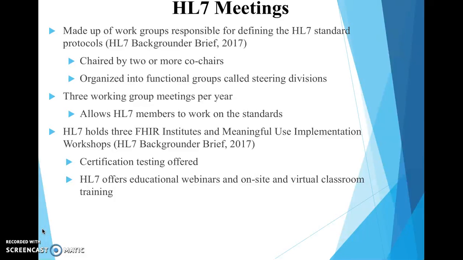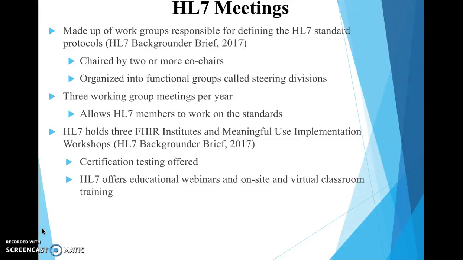The HL7 meetings provide members with in-person networking and educational opportunities covering a full range of specific topics and general industry topics. They are made up of work groups that are responsible for defining the standard protocols. Each group is chaired by 2 or more co-chairs and organized into functional groups called steering divisions. There are 3 working group meetings per year, and they allow the members to work on the standards.